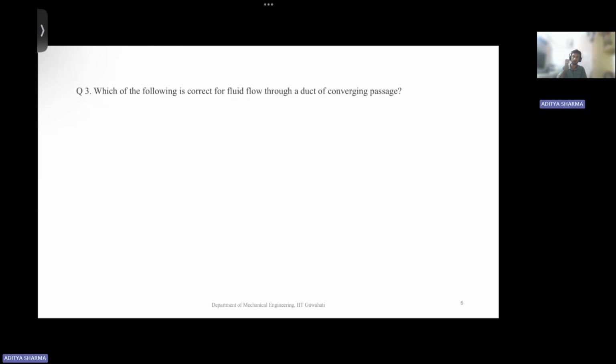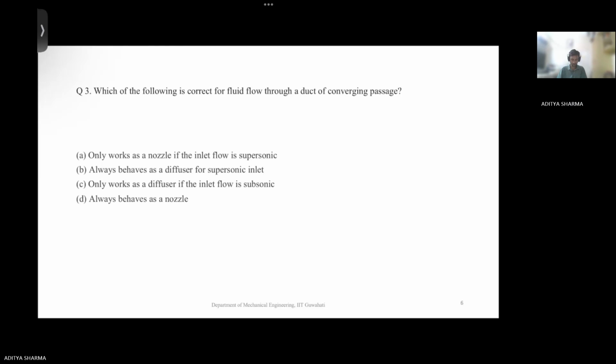Then next is question number 3. Which of the following is correct for fluid flow through a duct of converging passage? Please read this question, and also the options that have been given.